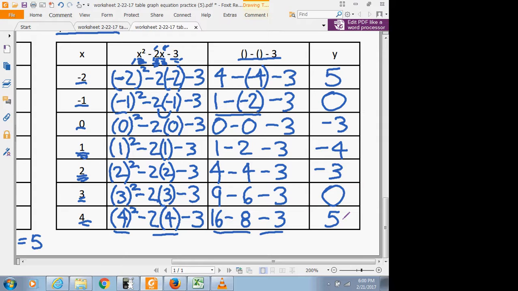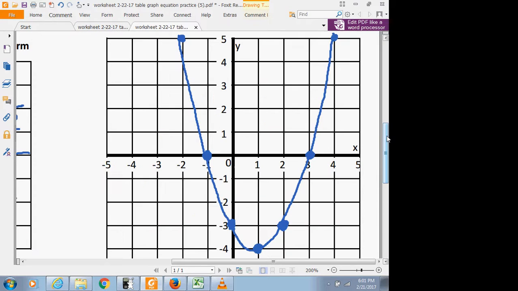Graph these on the graph. And as we said before with the vertex form, you're going to find something interesting when you put those on the graph.